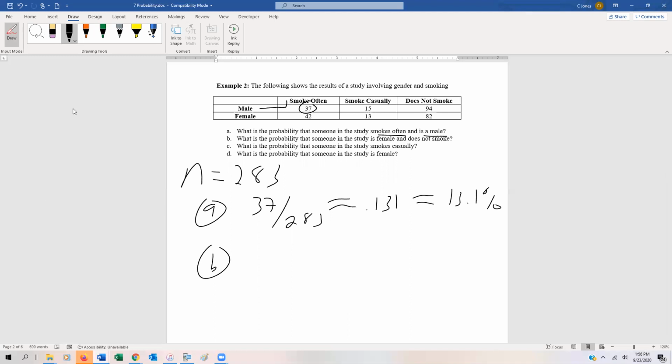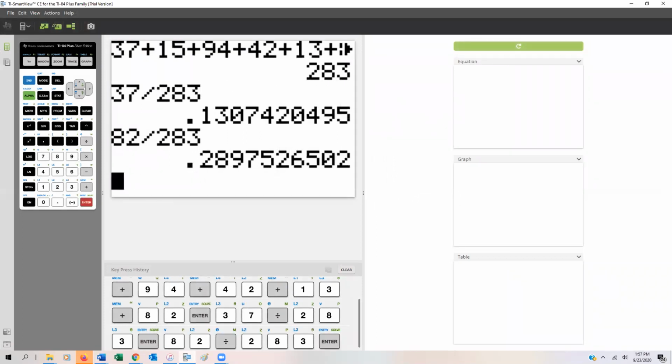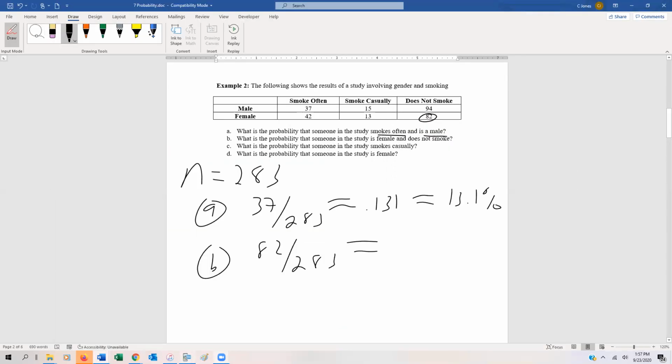We look at our female row, and they do not smoke, and there's 82. So that's going to be 82 out of 283. We throw that in our calculator. That's going to be 0.2897, so 0.290, again if we approximate to 3 decimal places. Or 29.0%. Now, sometimes it doesn't have 2 conditions in the question.